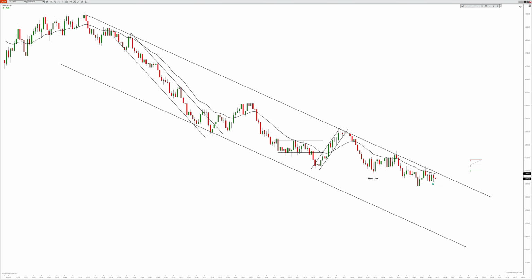Second entry short triggered. As you can see, it broke 1 tick below this bull bar right here. So we have a new low, first entry short, a pullback as soon as it broke above this little doji right here, and then a second entry short once it broke below this bull bar.